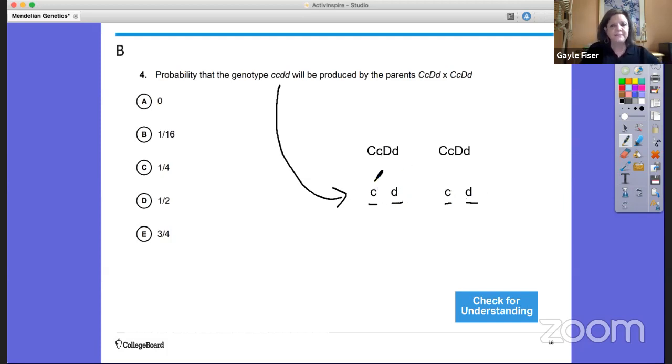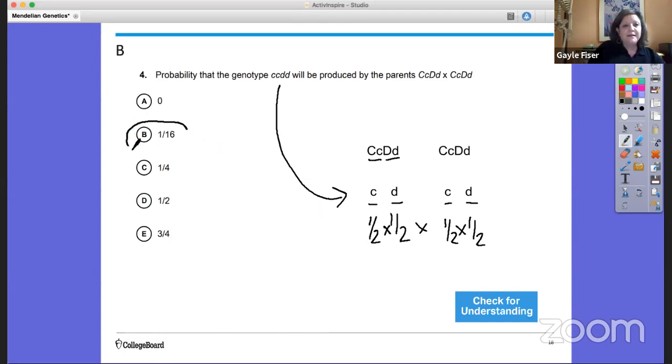So if you look at it like this, what's the probability of getting a little c from this combination? It's half, right? 50%. And what's the probability of getting a little d from this combination? It's a half. And this C from this would be a half, and this D from this combination would be a half. So if you multiply all these together, you have 2 times 4 times 8 times 2, 16. So the probability is 1/16 that you could get this from these two parents.